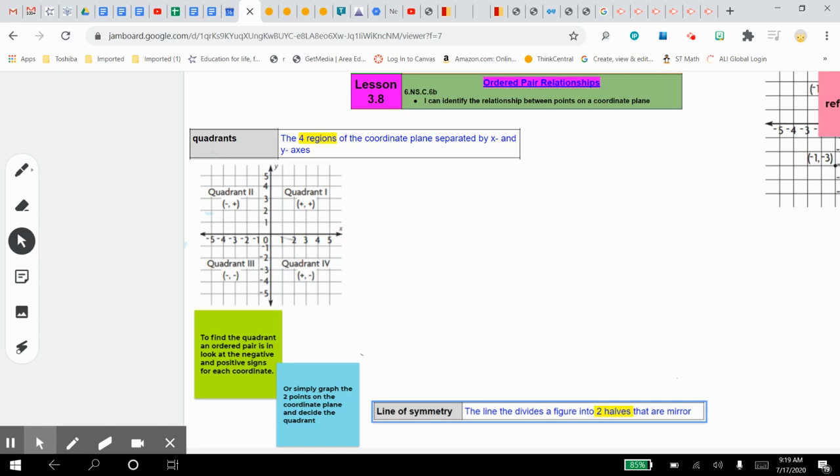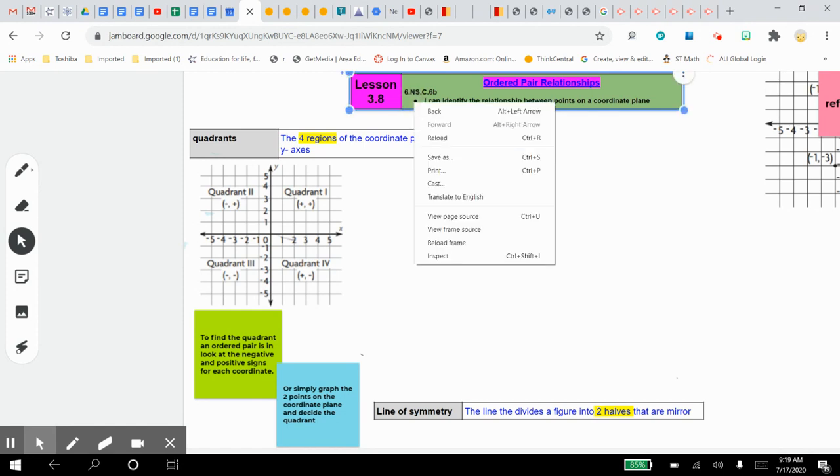All right, I'm going to split lesson 3.28 into two parts. So today we're going to be doing ordered pair relationships. Our I can statement up here says that I can identify the relationship between points on a coordinate plane.